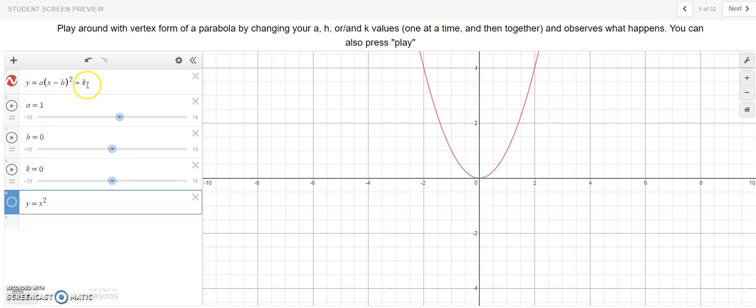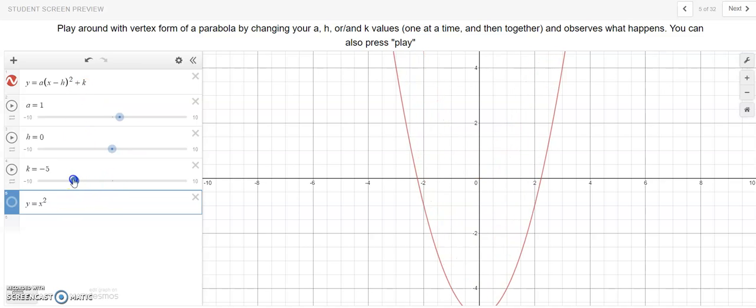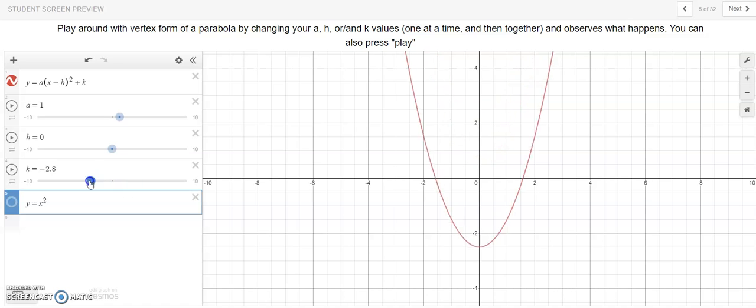I'm going to start with K because K is the most straightforward. When I slide up and down here, I start to see the impact of changing the K. My parabola simply shifts vertically. Shifts. So that's the vernacular, the terminology we want to use. The impact of K is that it makes it shift vertically, up and down.